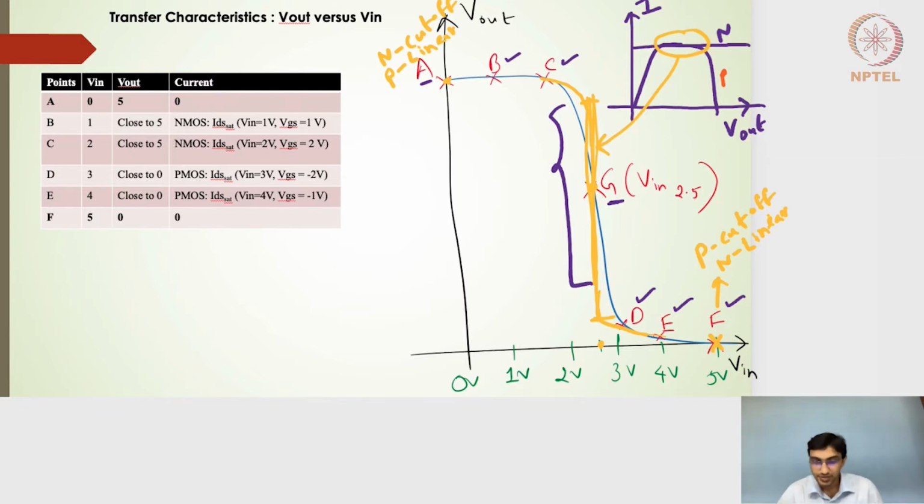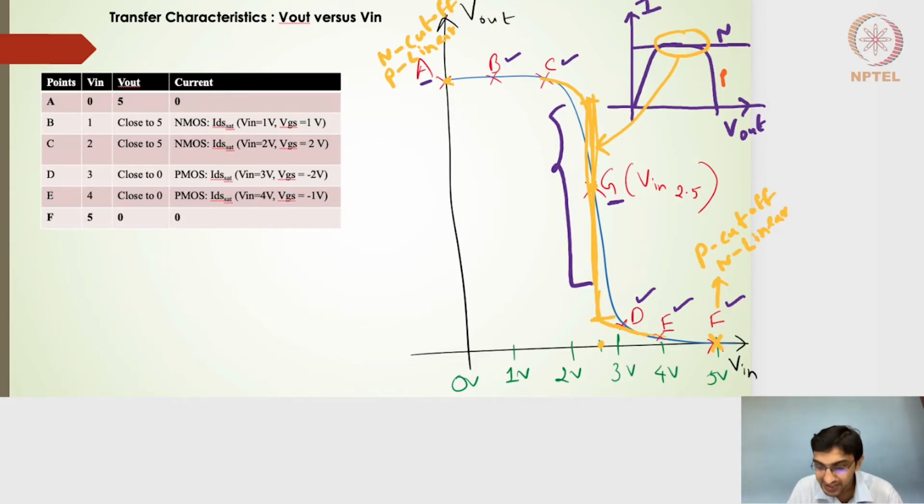All right. So let's come back to point A. PMOS is in linear region, NMOS is in cutoff, is what we are claiming. So NMOS is in cutoff. Now let's try to evaluate or validate whether our claim is correct. NMOS should be in cutoff for point A.